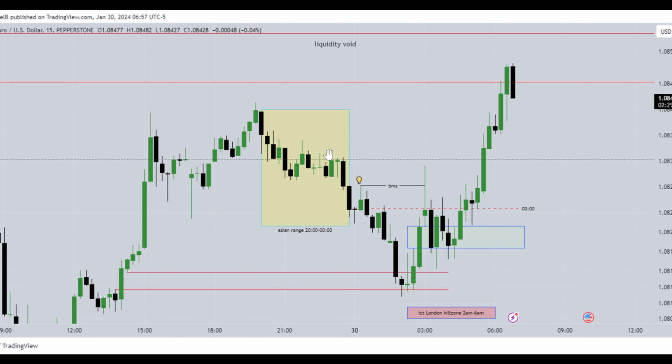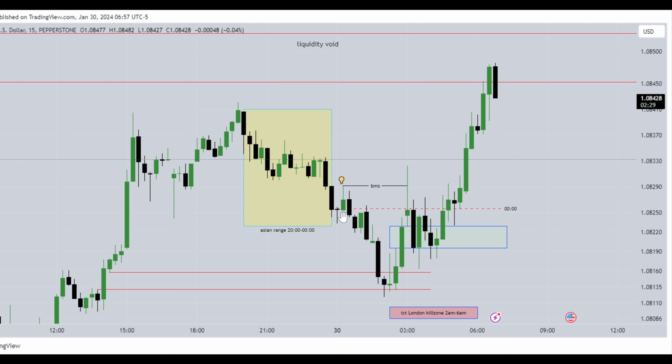So you wait for price to accumulate, what time? In the Asian session. So you wait for it to accumulate, what time? Below the 00 opening hour. This 00 opening hour denoted by this dotted line. So at what time do we expect to start?